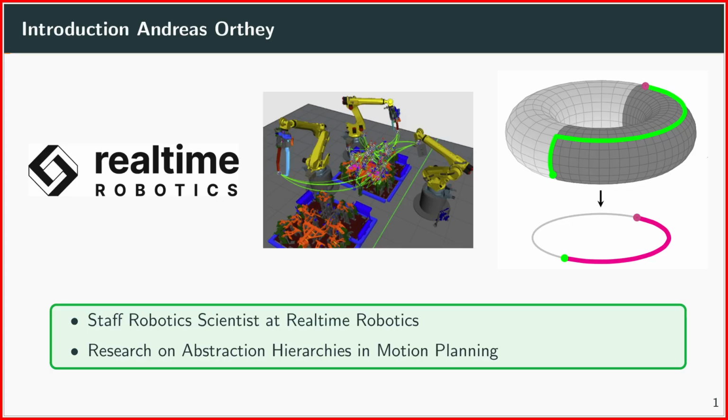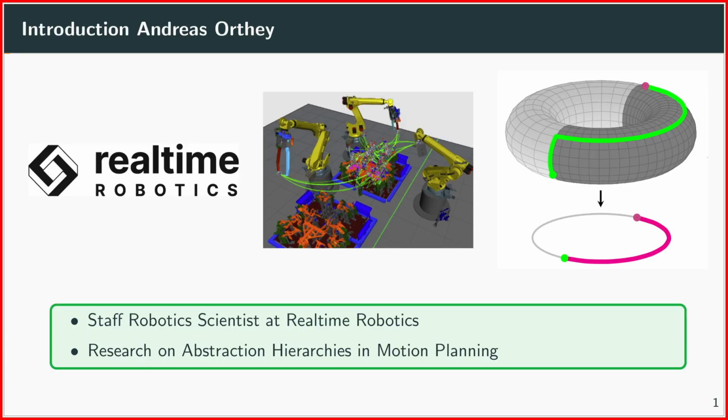And I also did a lot of research on abstraction hierarchies. So as you will see later on in the course, motion planning, the deeper you go, the more you find out that it's actually pretty hard to do. And so one of my main research focus was to find good abstractions for motion planning so that we can solve simplified problems and then use solutions to those simplified problems to actually solve the whole problem.